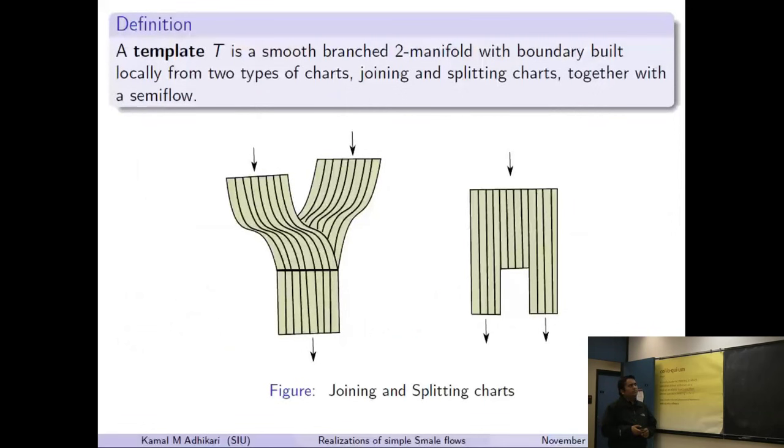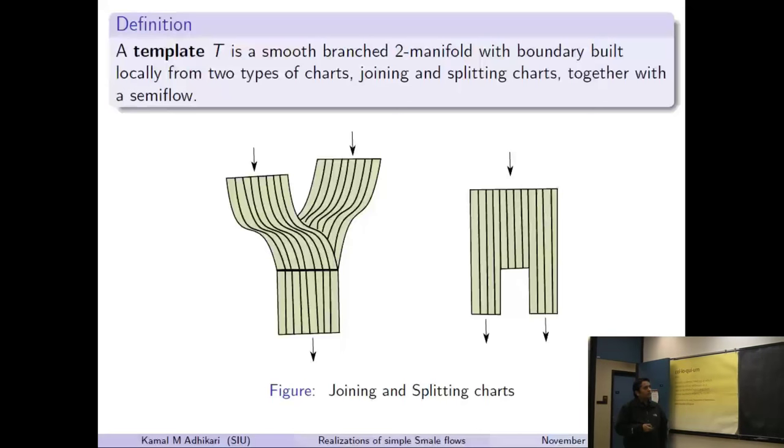A template is a branched manifold which is built locally with two types of charts, the joining chart and the splitting chart. This is an example of a joining chart, and this is a splitting chart. Here we have two entry segments and one exit segment. There we have one entry and two exit segments.